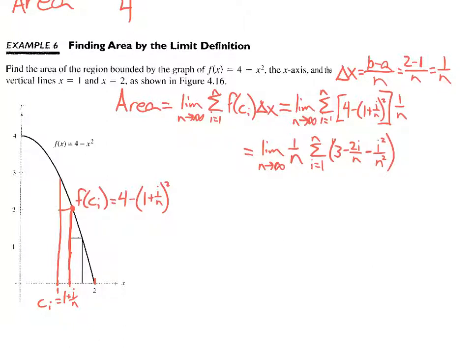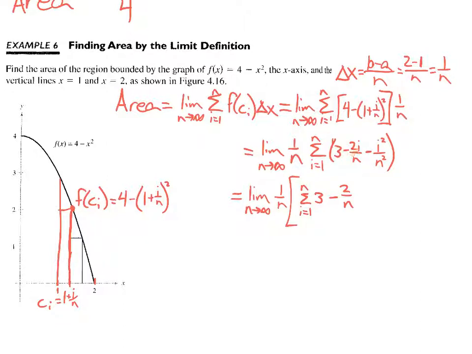Okay, so I'm taking the limit of that whole thing. Let's keep going. The limit as n approaches infinity of 1 over n, and at this point I'm going to split this into 3 separate sums. The sum from i equals 1 to n of 3, the constant, minus 2 over n. Notice that's the constant part of this middle term. The constant part is the negative 2 over n.